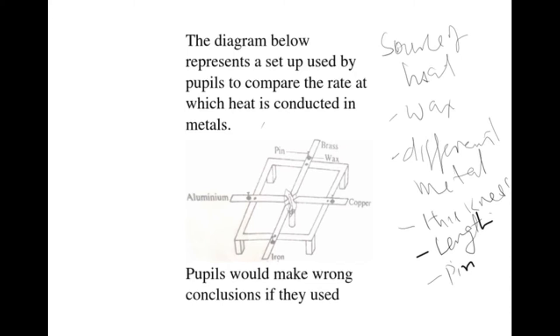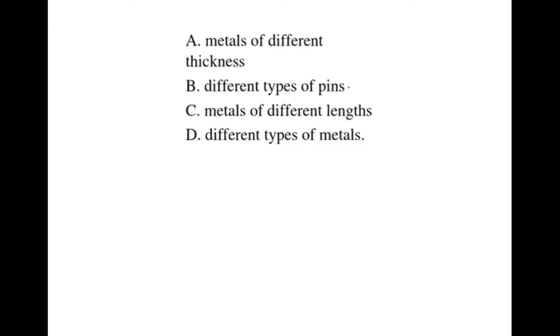So that now we compare the conductivity of these metals. The word conductivity comes from conduction, which is the mode of heat transfer that takes place in solids. So for us to compare where heat is conducted faster, we require all those materials. So they would make the wrong conclusion if they used metals of different thickness. The metals should be of the same thickness and length, but of different materials. Some should be of copper, brass, aluminium, iron, like that.